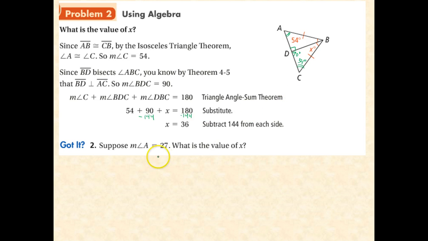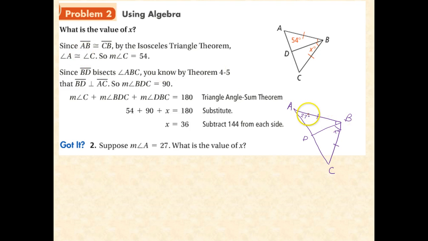All right, well, let's suppose for a moment that the measure of angle A was 27. Then what would the value of x be? So here I've made just a beautiful drawing, exchanging the information. The measure of angle A is 27 degrees now, but we have all the other given information. We do have an isosceles triangle. We do have the vertex angle bisected. So we're going to just basically do the same steps.